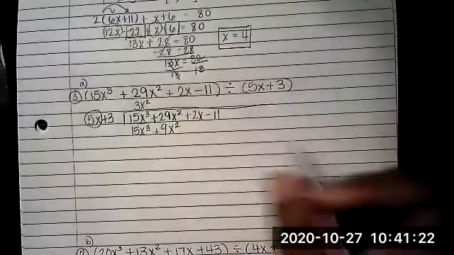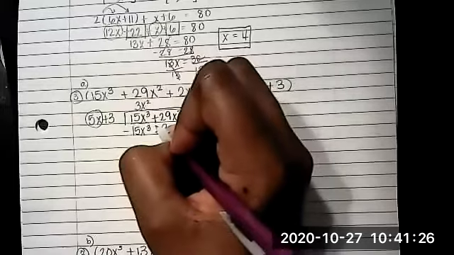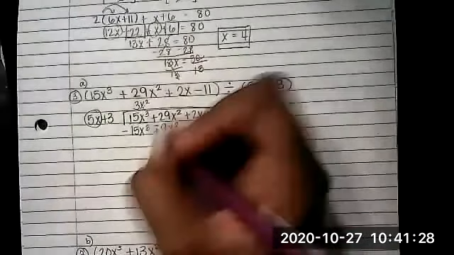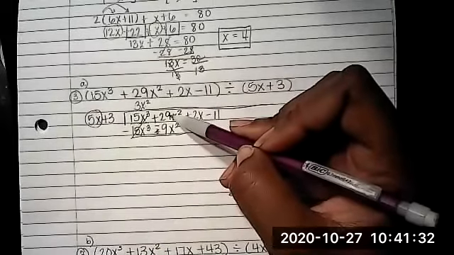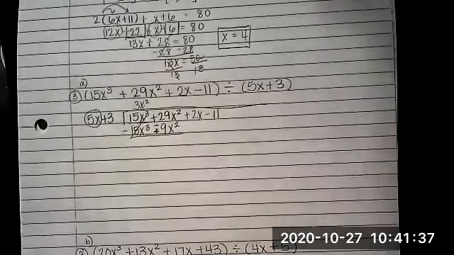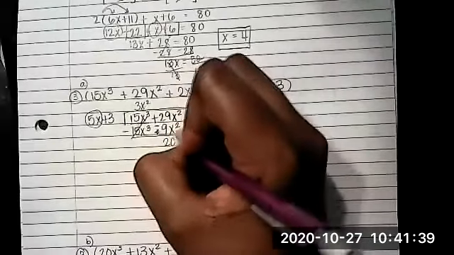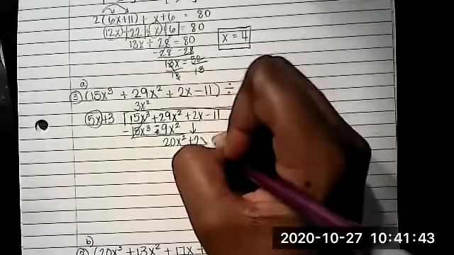Okay? Then you're changing the sign. This now becomes negative. This now becomes minus. Okay? So these will cancel out. That's exactly what we want. And we're looking at 29 plus, you're basically subtracting those. 29 minus 9 is going to be positive 20x squared. Now we're bringing down this positive 2x.